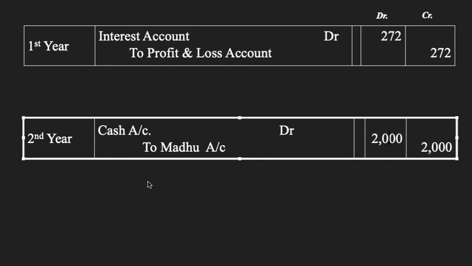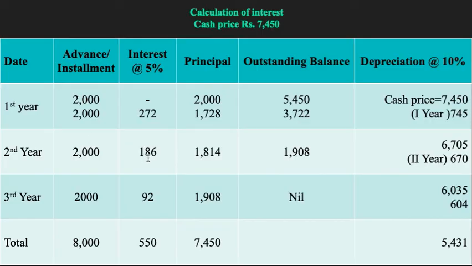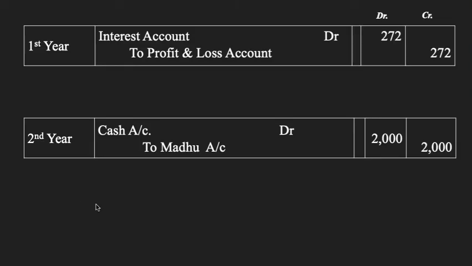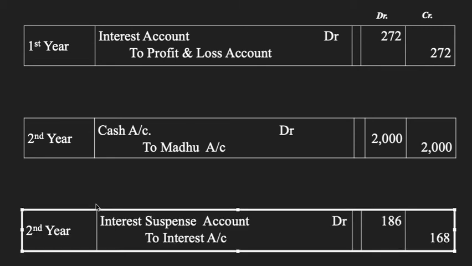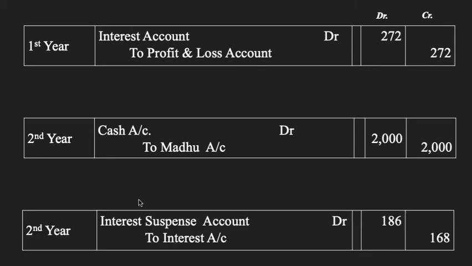Now for interest, as I showed in the previous year, it is interest suspense account debit to interest account. How much is the amount? The amount is 186, right? 186, and we are going to write down the narration as being interest transferred from interest suspense, and this is the journal entry for this. What is that? Interest suspense account debit to interest account, and the amount is how much? 186, and the same interest will be now transferred to what?